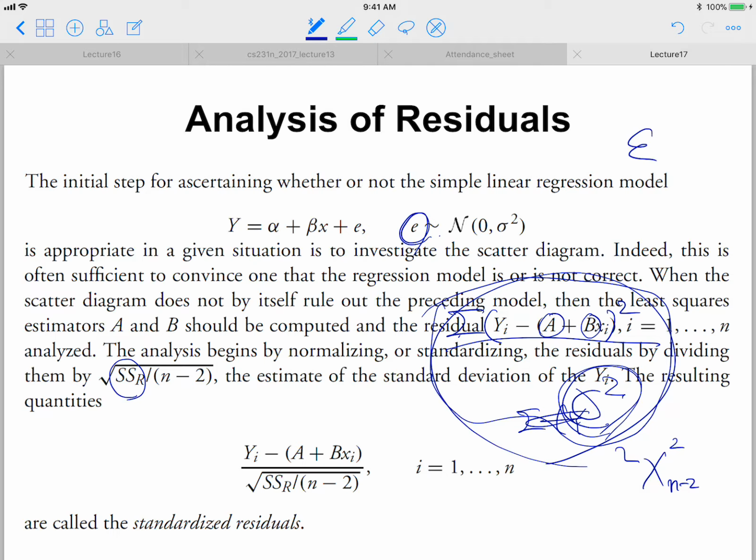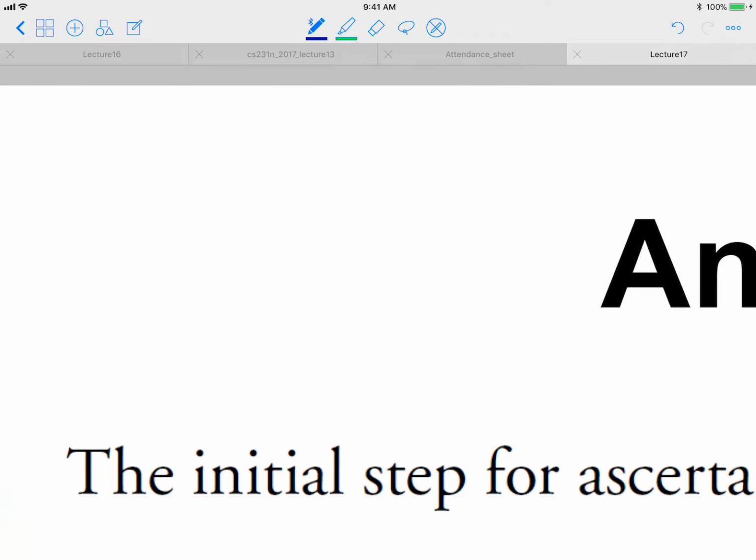As I mentioned, this measure follows the chi-square distribution, right? And what is the mean of this one? Let's consider the mean of this value. So again, let me rewrite it here.